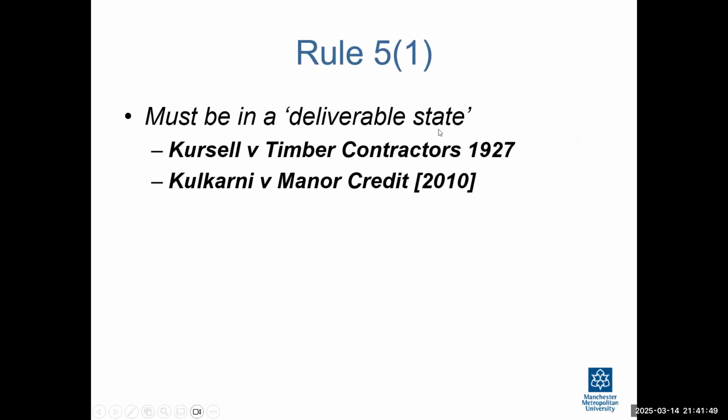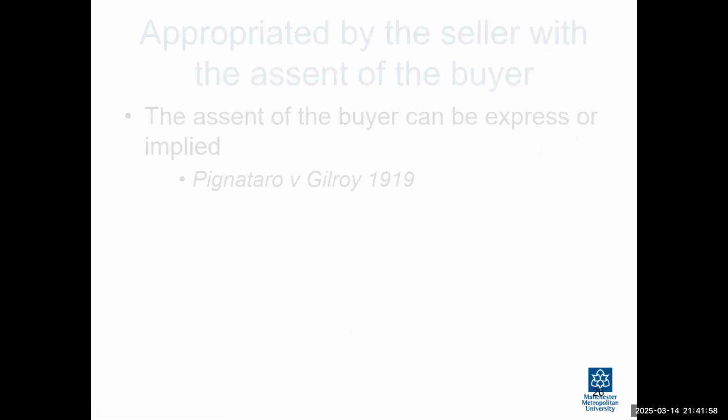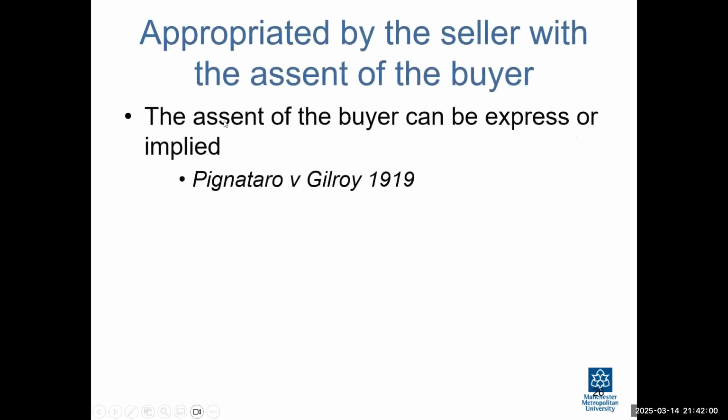The goods must be in a deliverable state. That's also another element of that rule. It has to be in a deliverable state. If it's not in a deliverable state, you cannot make an unconditional appropriation. And it has to be with the assent of the buyer or vice versa. So who is making the appropriation? It has to be with the assent of the other party.